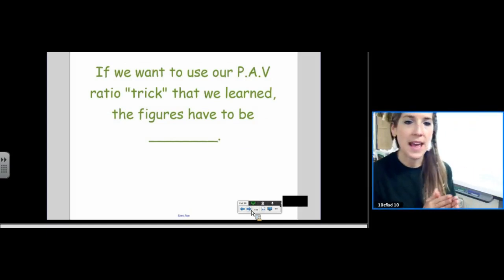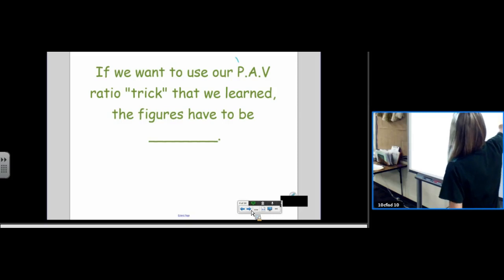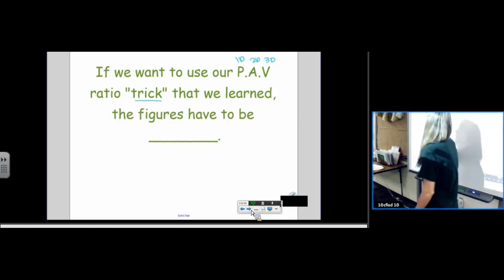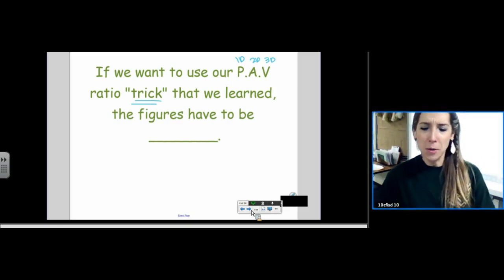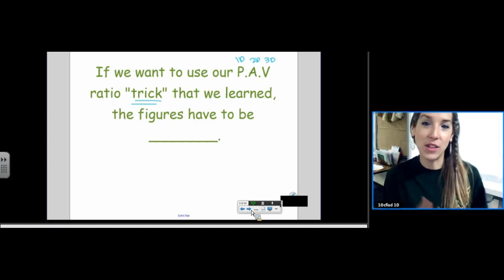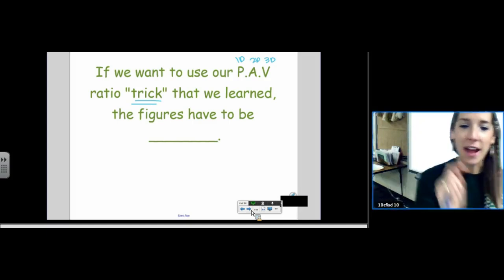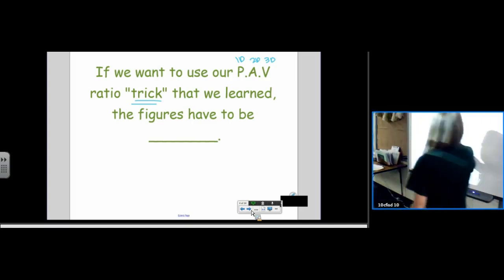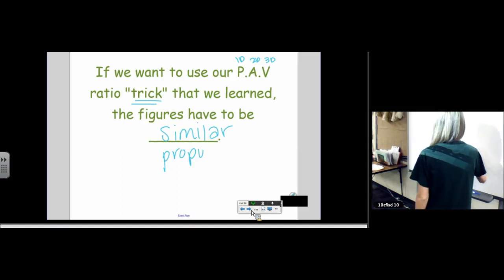If we wanted to use our PAV ratio trick, that stands for perimeter, area, volume, where we had 1D, 2D, 3D. And the reason I'm calling it a trick is because we didn't have to touch our formula charts. We were dealing with cylinders and prisms, but we didn't even look at the formula for them. So if we want to use our trick, the figures have to be, both of those answers are right, very good, they had to be similar. They had to be proportional.